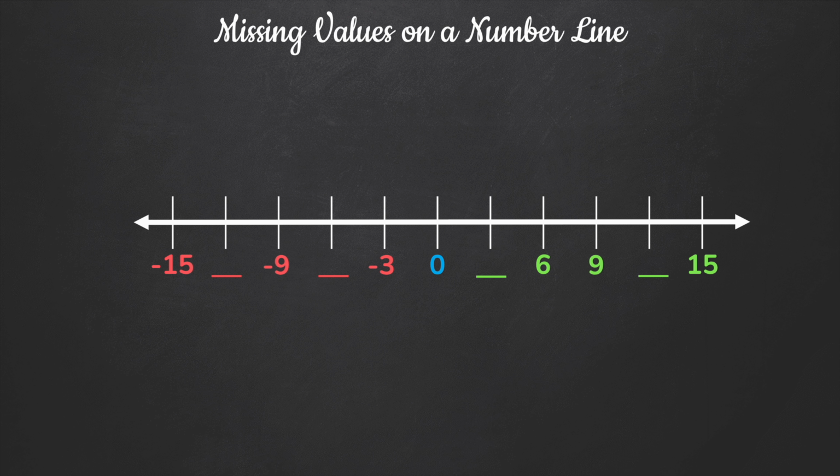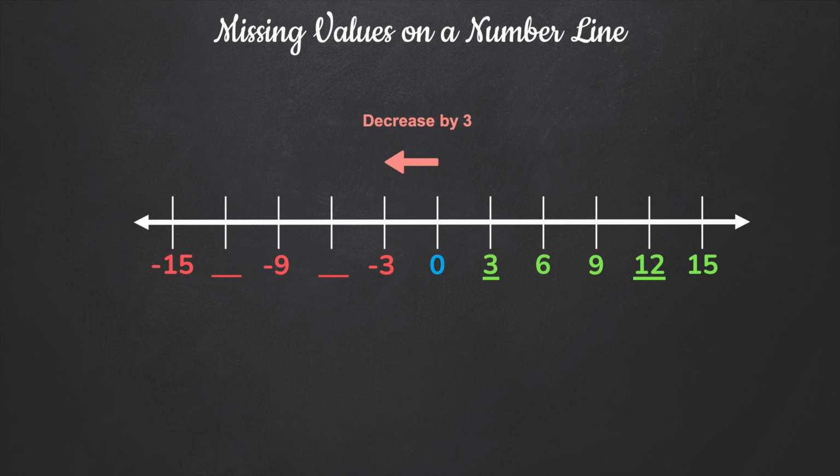So here we have another number line with missing values. And again, our goal is to figure out what those missing values are by looking for patterns. So if we look in between 6 and 9, we notice that this increases by 3. So as we go to the right, that means we're going to increase by 3. So starting at 0, we have 0, 3, 6, 9, 12, 15.